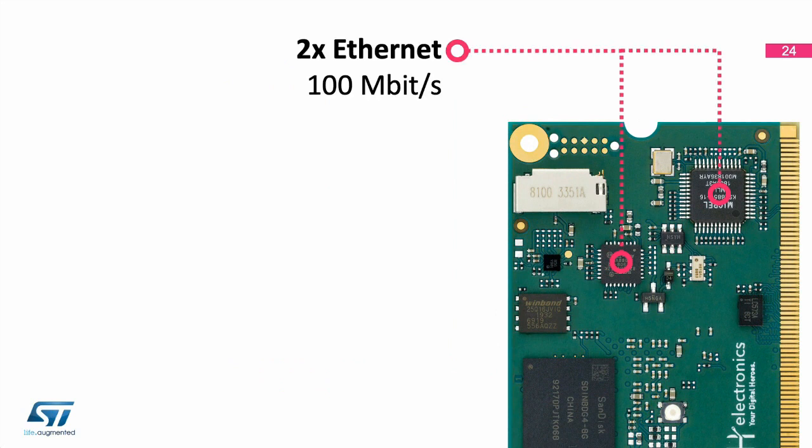On the DH core you can see that we have 2 dedicated Ethernet ports, and each of these Ethernet ports is running with a speed of up to 100 megabits per second. And if you're now wondering, why do we use 2 Ethernet ports? Where's the use case for this?